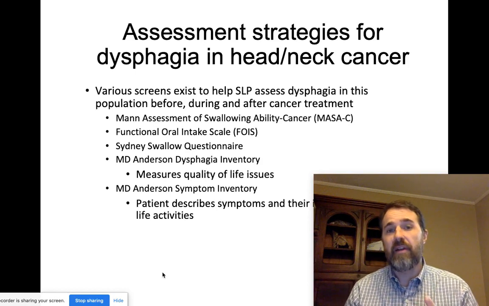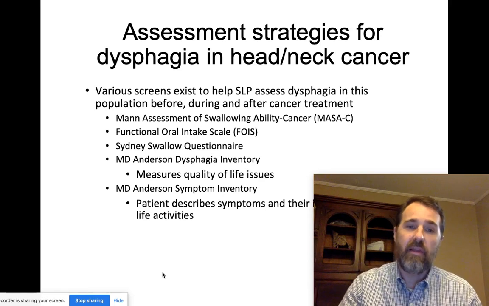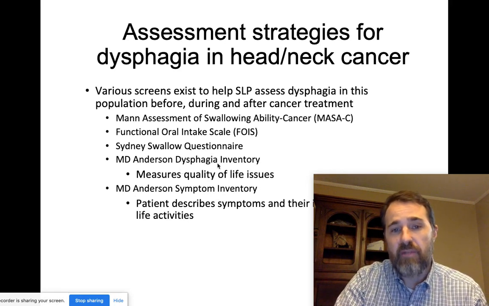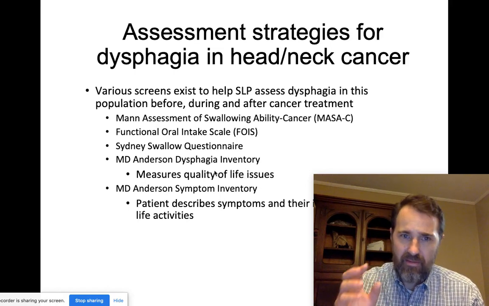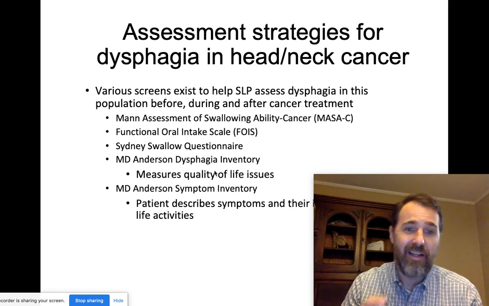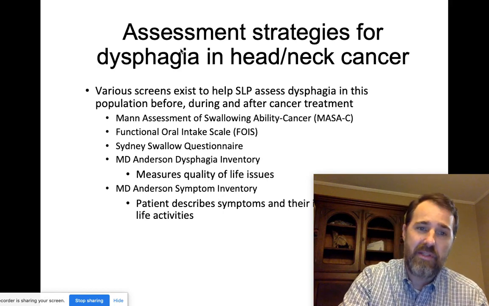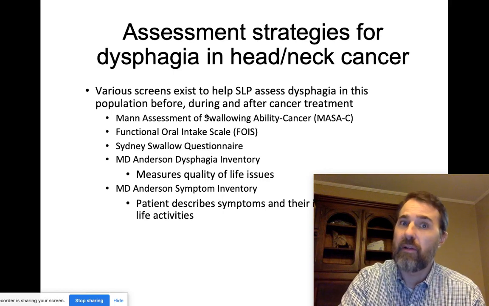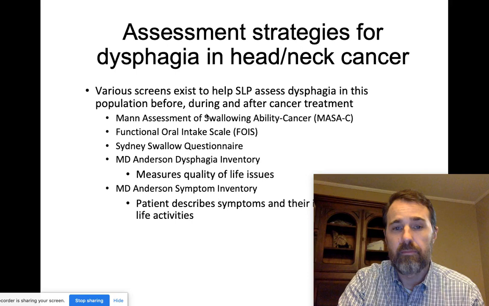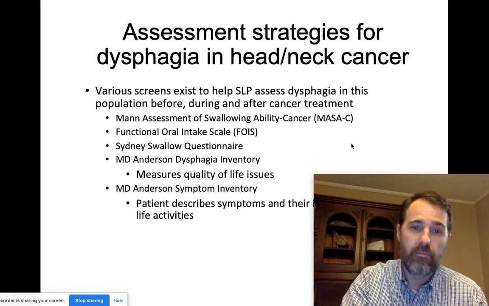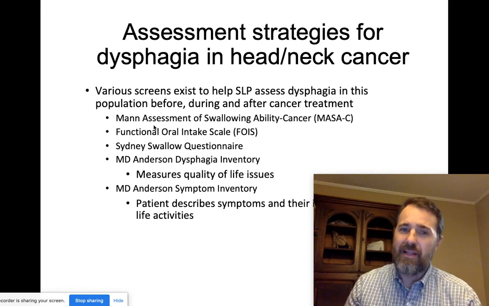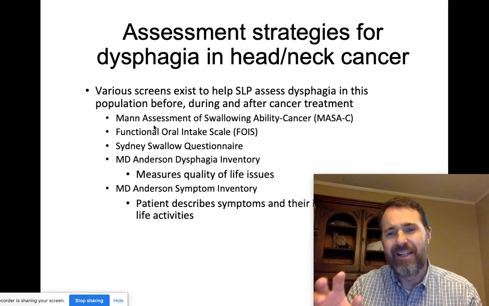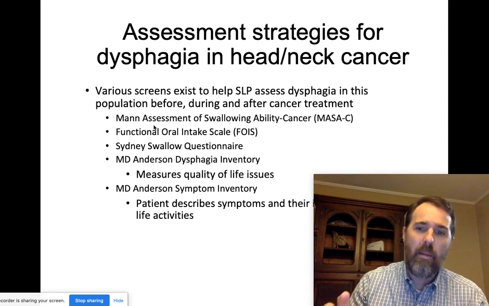So there are specific head and neck cancer screening tools that we use. The MD Anderson Dysphagia Inventory looks at their quality of life and how their dysphagia is negatively impacting their quality of life. There is the Mann Assessment of Swallowing Ability, Cancer. This is different from the regular Mann assessment. So we have a few of these, but essentially these are just questionnaires that the patient fills out, or maybe you present verbally to the patient to get an idea of what problems they're having.